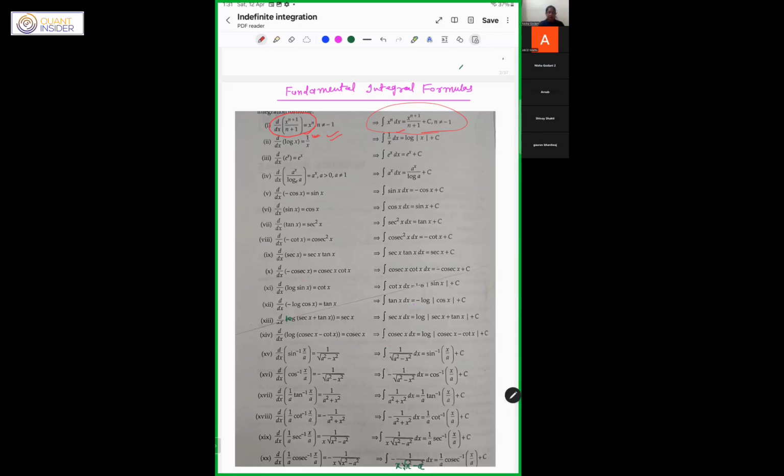You know that differentiation of log x is 1 by x, so integration of 1 by x is log x, and plus c is also there. Differentiation of e to the power x is e to the power x, so integration of e to the power x is also e to the power x plus c. Similarly, all these are defined. So if you know the differentiation of one function, then you can easily write its integration.